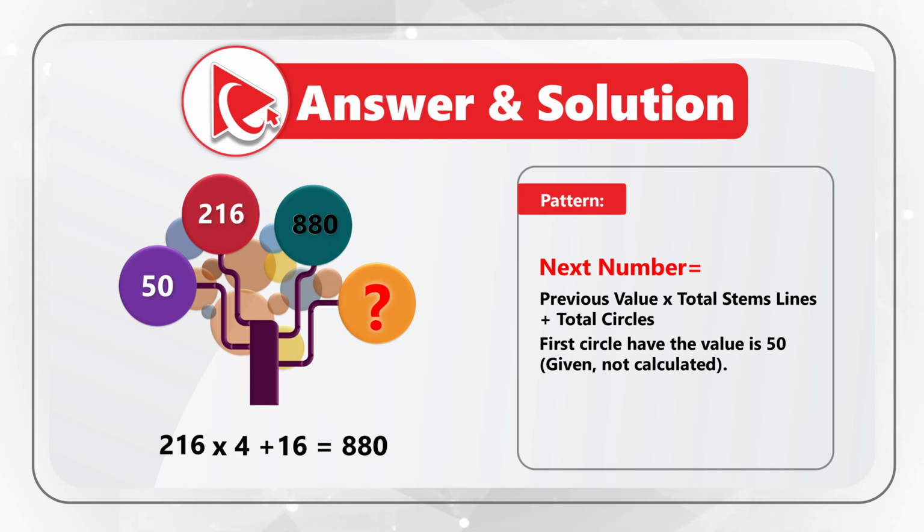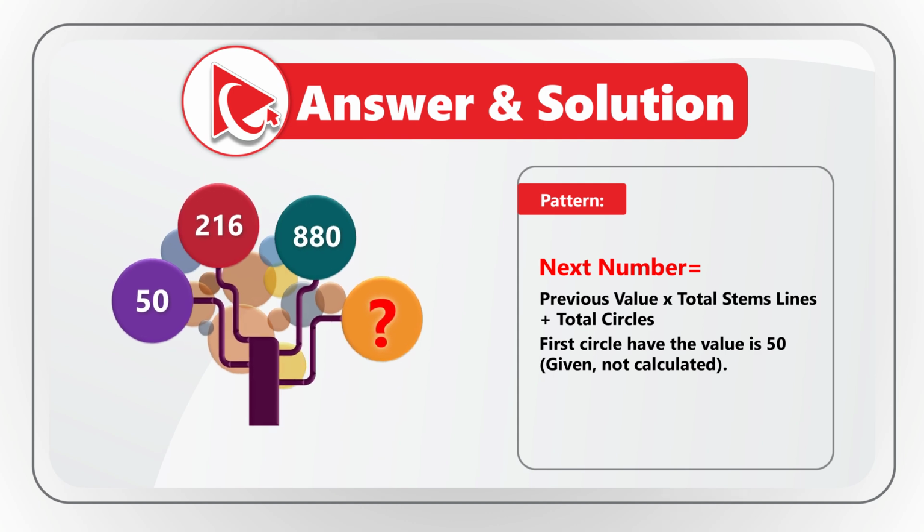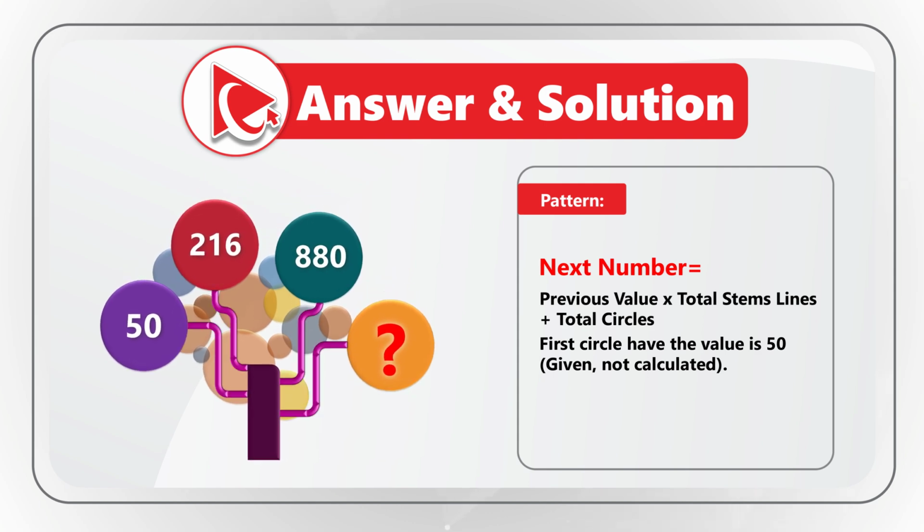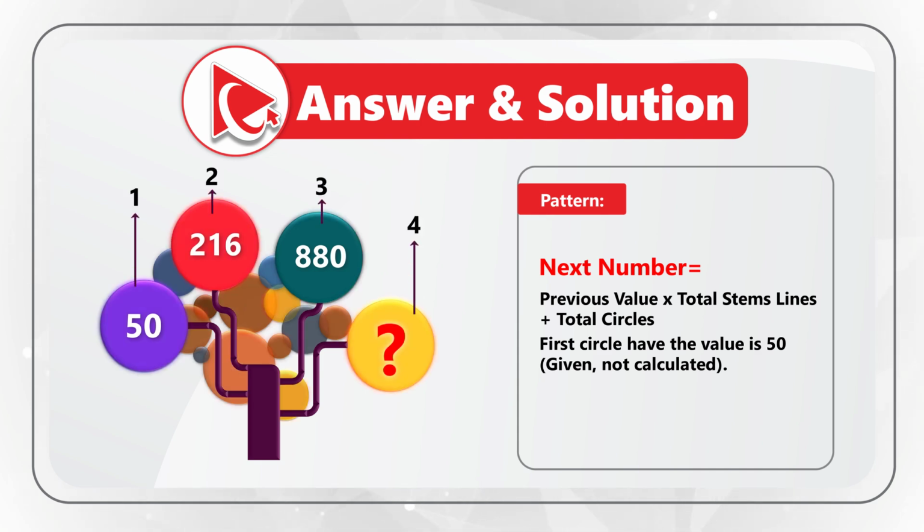Now you might be wondering what is 4 and where it came from, and what is 16. The 4 is the number of stem lines in this structure. Let's count them. 1, 2, 3, and 4. And 16 is the total number of circles. If you count them, you see 4 circles in the forefront, the ones that have a number and the missing number. And then there are also 12 circles in the background. Now we have all of this information and we can calculate the missing number.